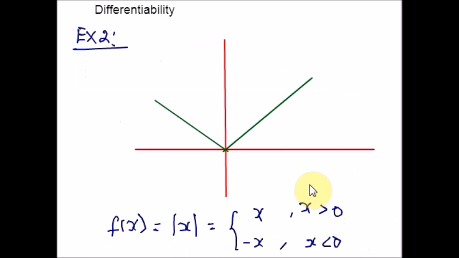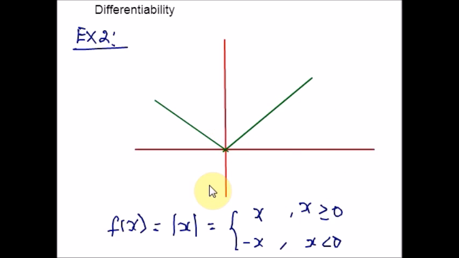Here is another example. f of x is equal to modulus of x. The absolute value of x can be written as negative x and positive x. Am I right? This one is for x greater than or equal to 0. So from this example, when an important condition does not exist, this is not going to be differentiable.